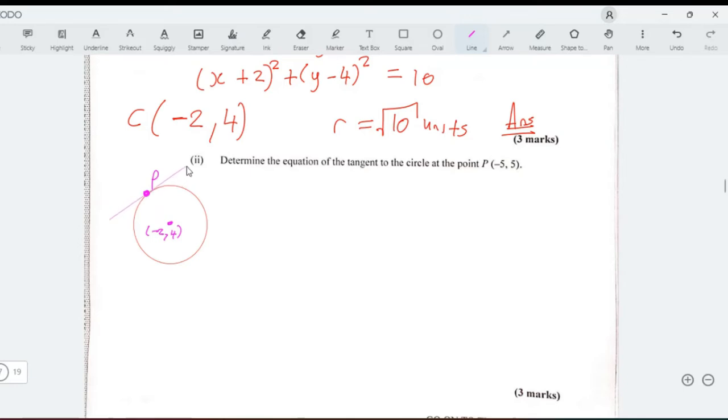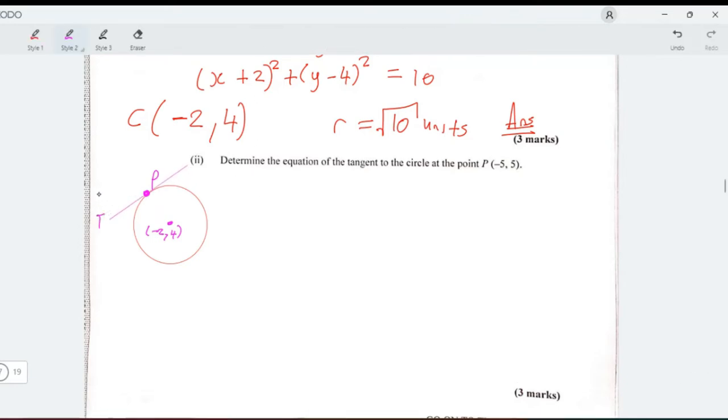Now to find the tangent at P, first thing we have to find is what? The normal. So this is the tangent. First thing we have to do is find the normal. This is the normal. So the gradient of the normal is equal to y2 minus y1 over x2 minus x1. The gradient of the normal is 1 over minus and minus become plus, minus 5 plus 2. So that is 1 over negative 3.